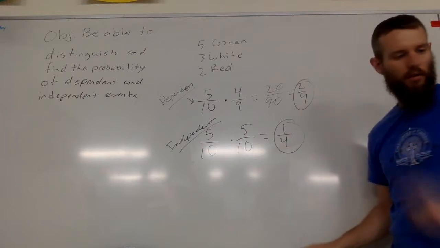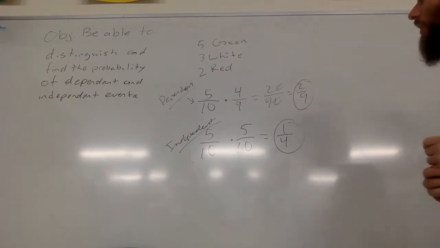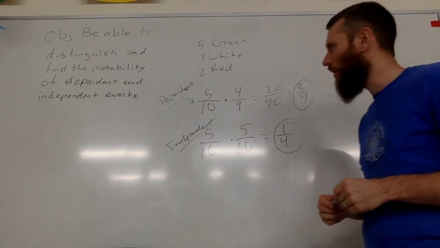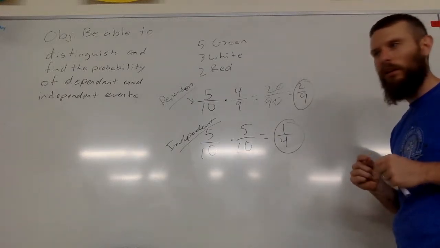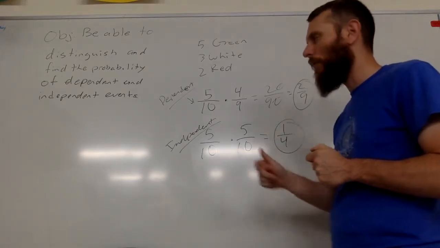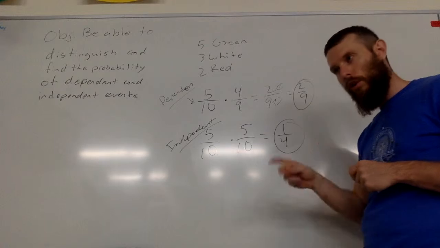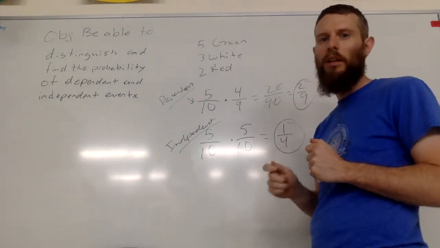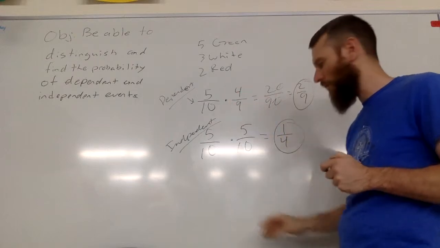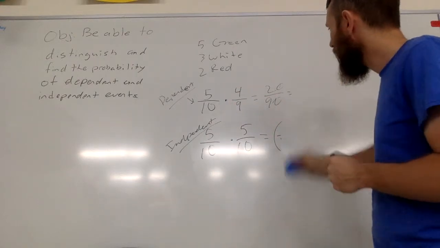And if you didn't catch it already, one of the big things to tell if it's a dependent event or an independent event is replacement. If you don't replace the item from the first event, it's going to be a dependent event. What the second one, or third one, and so on, depends on what the first one is. Let's give another example.